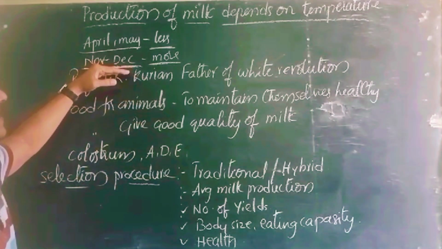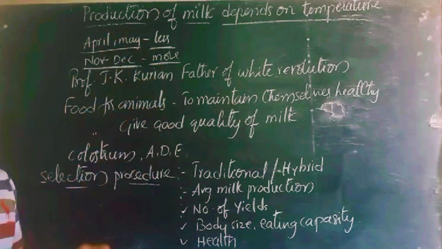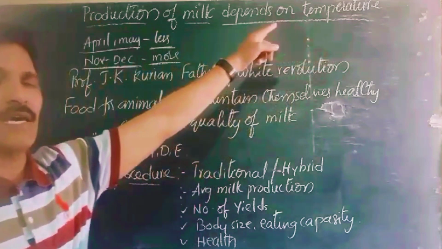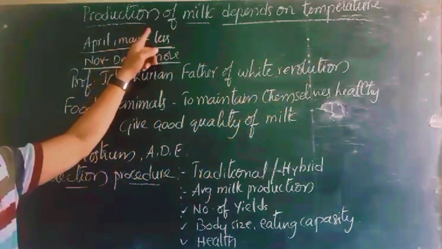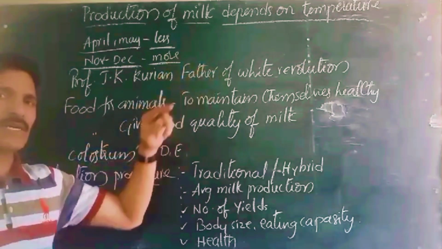So you can see how the production of milk depends on these months. Definitely we can say that the production of milk depends on temperature. If the temperature is more, the production of milk is less. When the temperature is less, the production of milk is more.